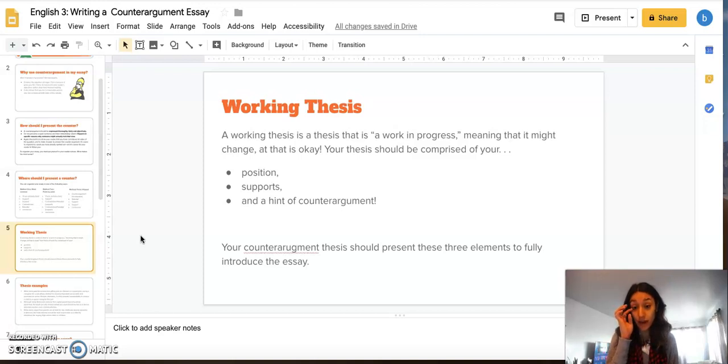And that's totally fine. But you have to remember that whatever you choose to write, for an argumentative paper, you always have to have a thesis statement or a working thesis statement, because that's going to guide the entire argument of your essay. So for this essay assignment, I'd like you to consider writing a thesis statement, or starting off with a working thesis statement, that again presents the position, supports, and a hint of counter-argument.